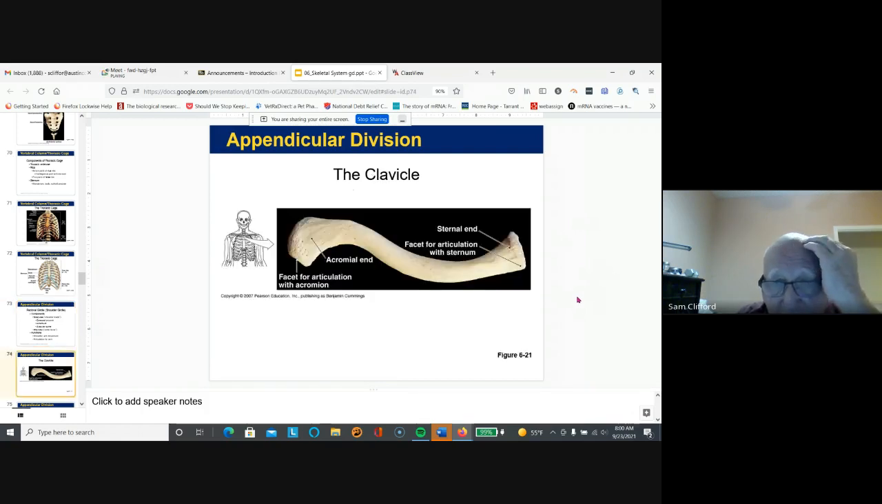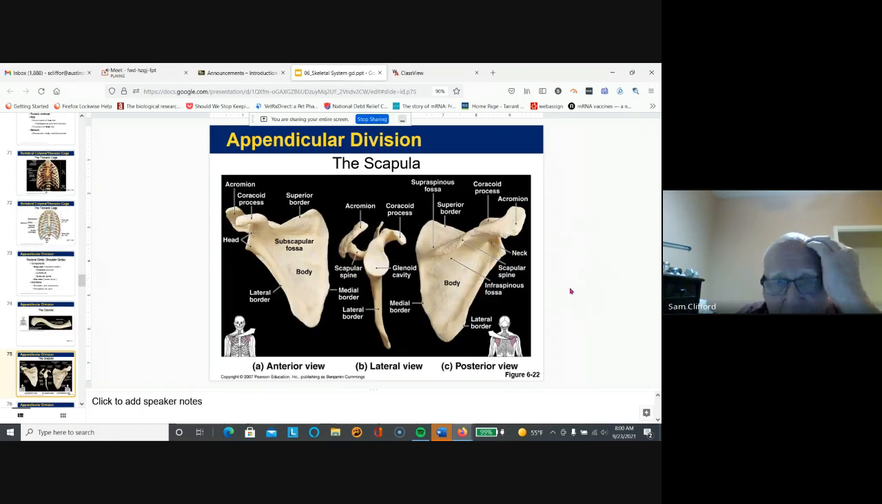Recognize a clavicle. I'm not going to ask you about the acromial end or the sternal end. Just know that this is a clavicle. Oh, here's the scapula. There will be questions about the glenoid cavity, the acromion, the coracoid process. Here it is, acromion, coracoid. This is the joint where the humerus contacts the scapula.